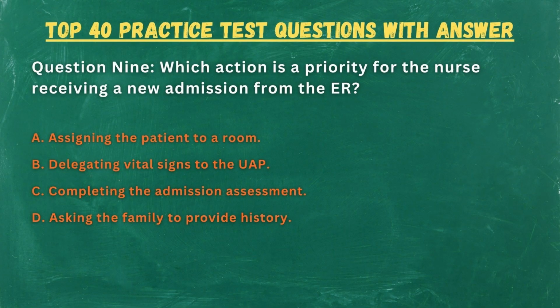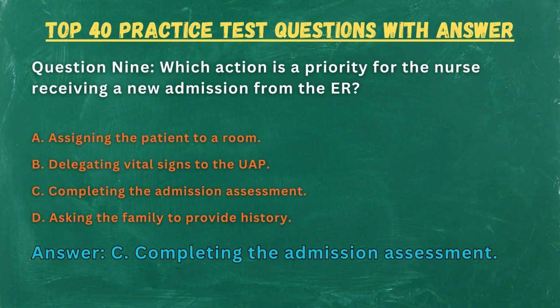Question 9. Which action is a priority for the nurse receiving a new admission from ER? A. Assigning the patient to a room. B. Delegating vital signs to the UAP. C. Completing the admission assessment. D. Asking the family to provide history. Answer. C. Completing the admission assessment.